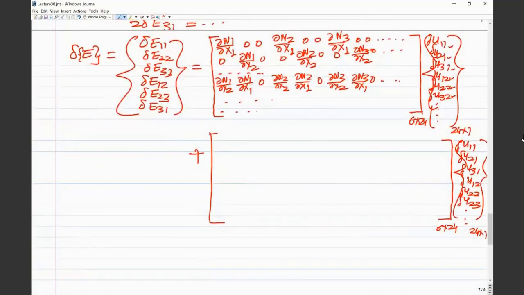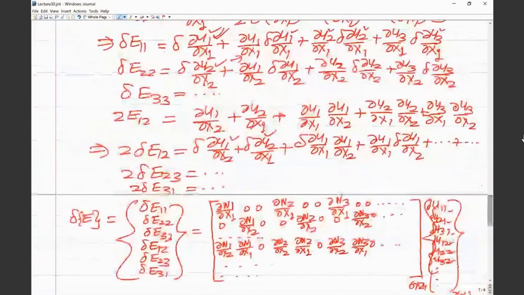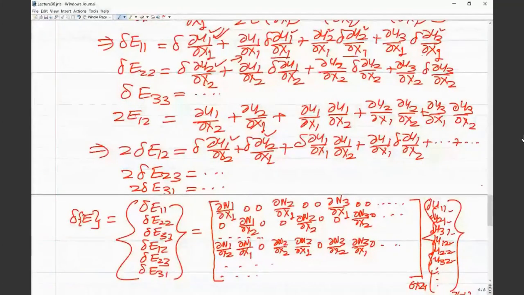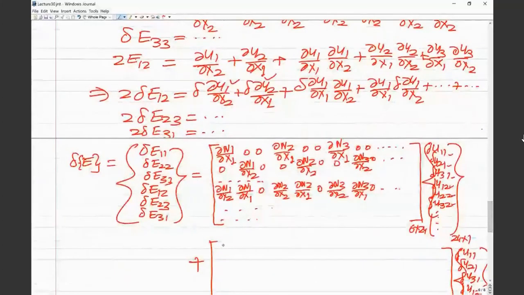Because we are writing delta of displacement gradient, delta has to be there with the degrees of freedom. Those are the unknown quantities. Now, if you look at how we write these terms, it has contribution from U1, from U2, and from U3. So we will write this term as del U1 upon del X1, that is as it is there, and then we will have del N1 by del X1, and then we have del U2 by del X1.